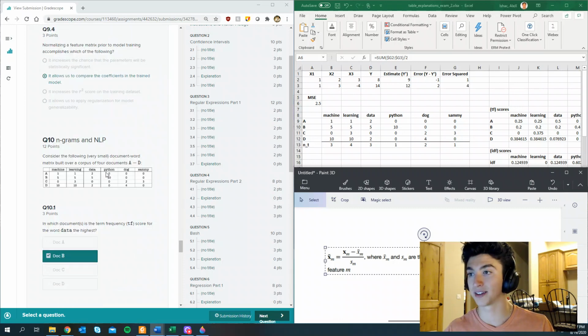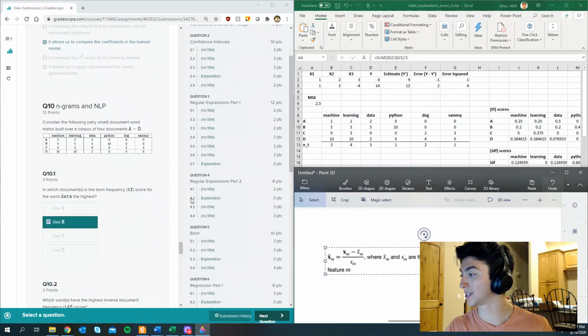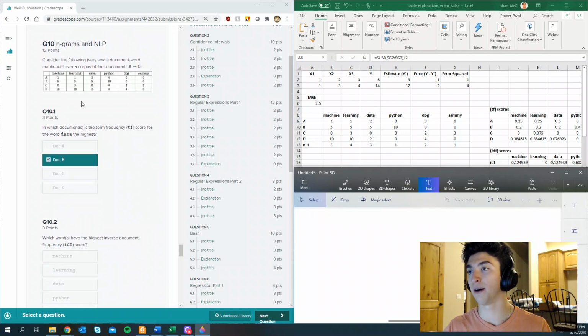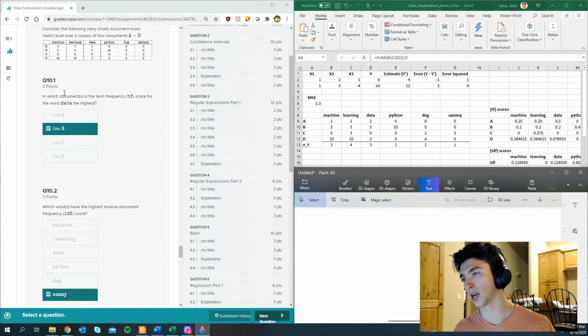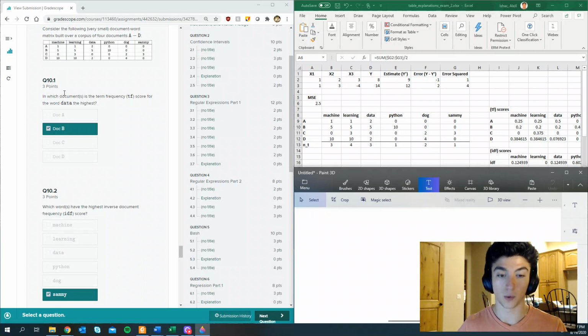So that is 9.4. The answer to 10, which is n-grams in NLP, only 2 more questions. We're almost there. We're considering this table here, this document word matrix, and in 10.1 it's asking in which document or documents is the term frequency, TF, score for the word data the highest? Well, let's actually take a look at a table I have pulled up here. Fixed position on the page. Hopefully that doesn't move anymore.